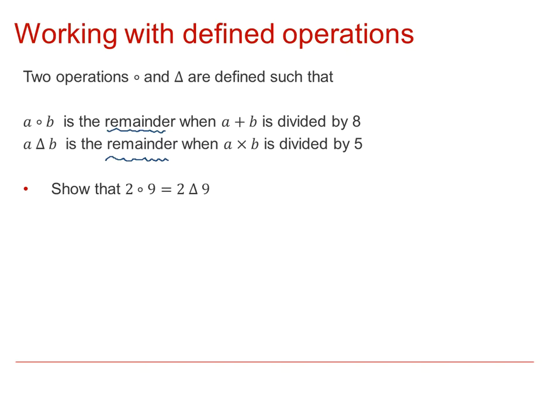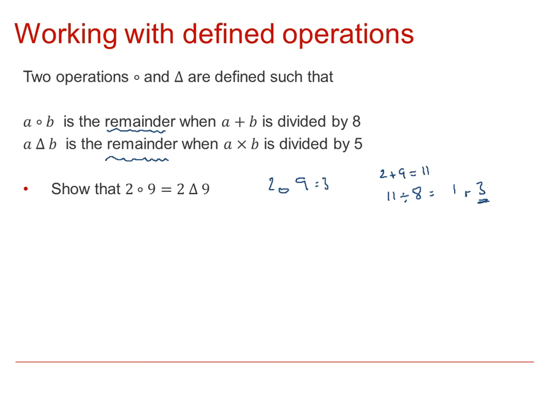So we want to say that 2 circle 9 is equal to 2 triangle 9. So what we'd need to do then is to work out what each of these is, of course. So 2 circle 9, well, to do that we're going to have to add 2 and 9. So 2 plus 9 is 11, and 11 divided by 8 is equal to 1 remainder 3. So it's the remainder that's important here. So 2 circle 9 is equal to 3.